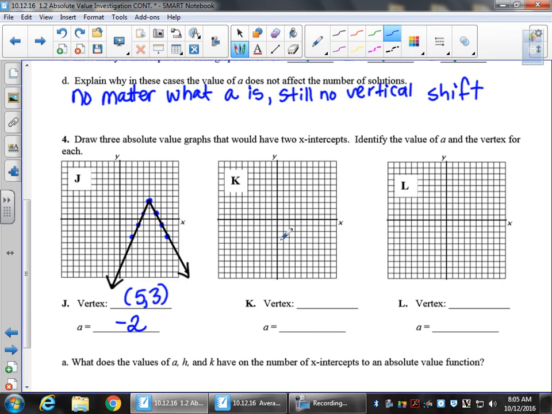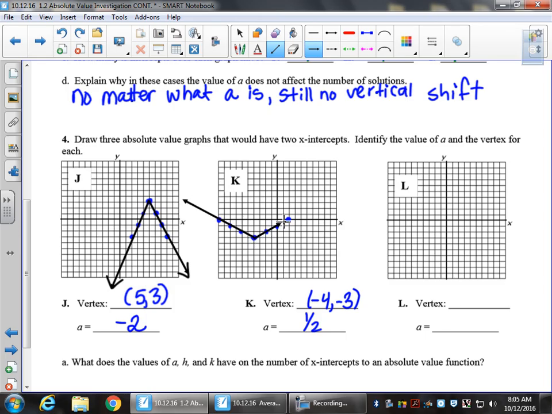Sure. Let's shift down and open up. Give me the vertex that you're using. -4, -3. And let's work with a fraction a value. Give me a fraction. 1/2. So that'll be up 1, right 2, up 1, right 2, up 1, right 2. And instead of going up 1, right, I'll go up 1, left to get the other ray. Notice how much wider this graph is. Very good. How many x-intercepts does this graph have? Two again.